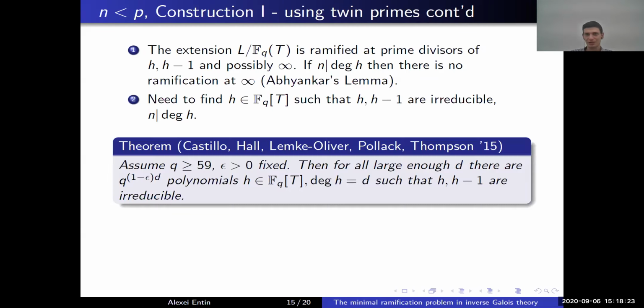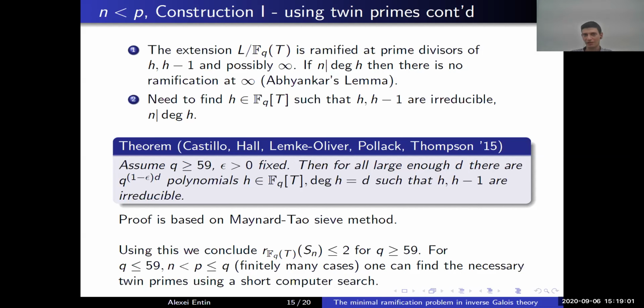And here we use a relatively recent result that says that for large enough finite field F_q, q at least 59, there are quite a few irreducible polynomials h such that h minus 1 is also irreducible. So this is a version of the twin primes conjecture over function fields, a quantitative version, and it's based on the Maynard-Tao sieve method.